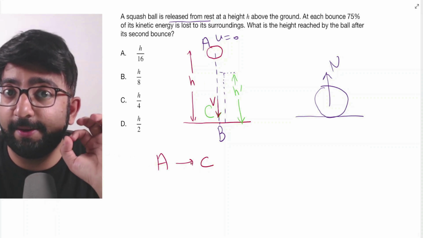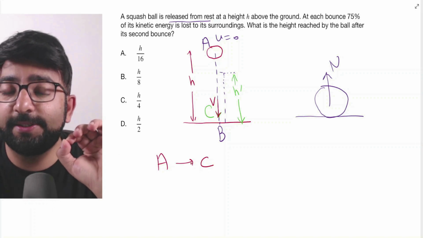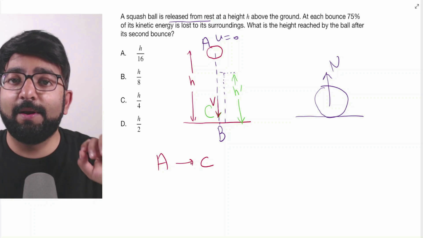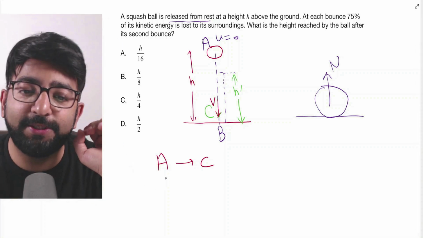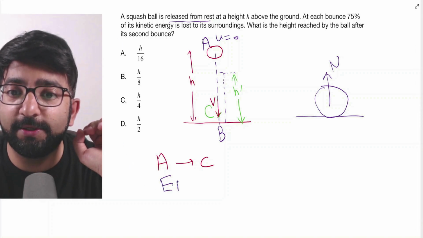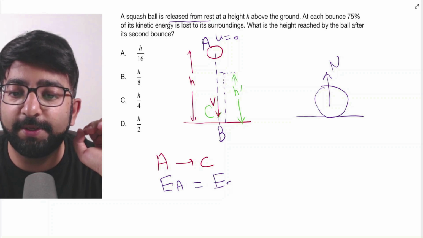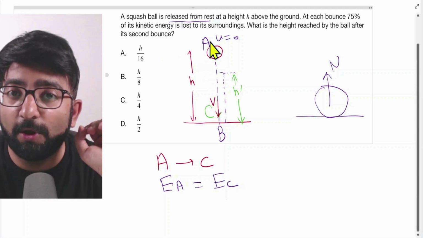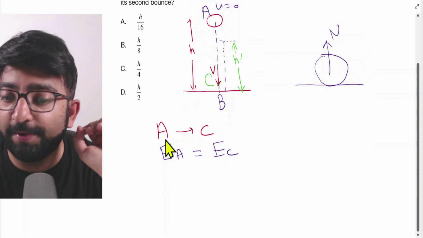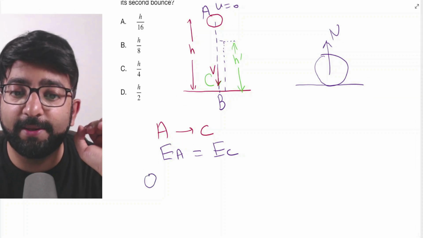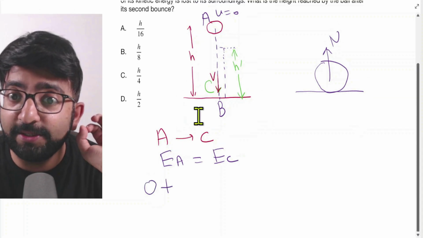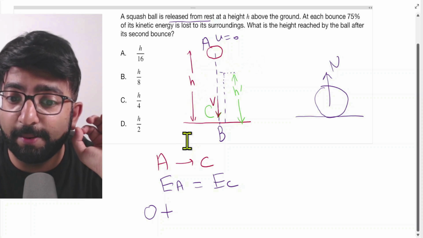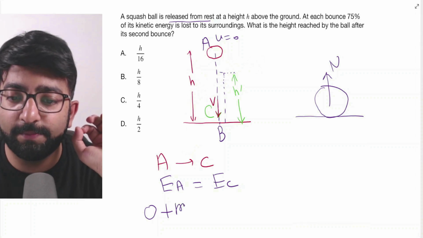The only force acting on the ball is gravitational force, which means we can apply the law of mechanical energy conservation. So let us equate the energy of A with the energy of C. At point A, the object was released from rest, so the kinetic energy at A will be 0 plus the potential energy of the ball at A, which is mgh. So let's write that down.